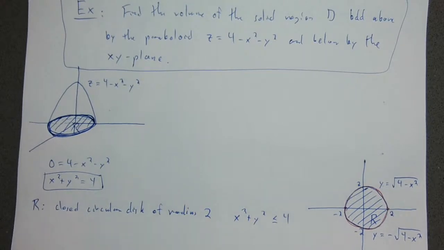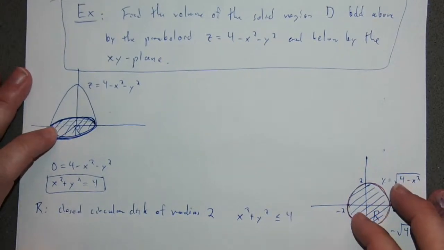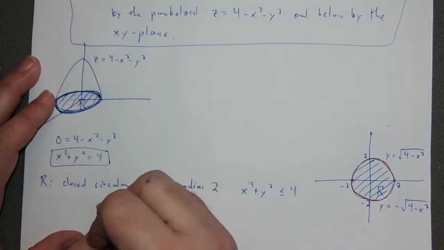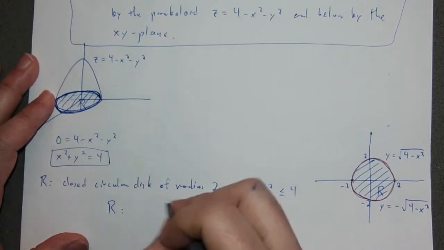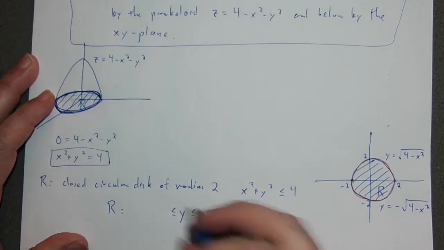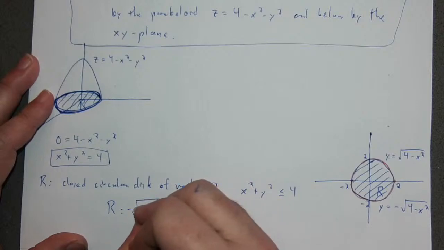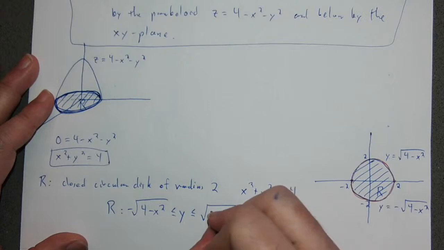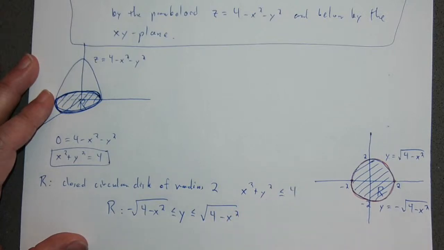So how do I describe this region as a vertically simple region? I say R is the region that has its y bounded by a lower and upper function. The lower function is minus the square root of 4 minus x squared. The upper function is positive square root of 4 minus x squared. And this is for x between minus 2 and 2.